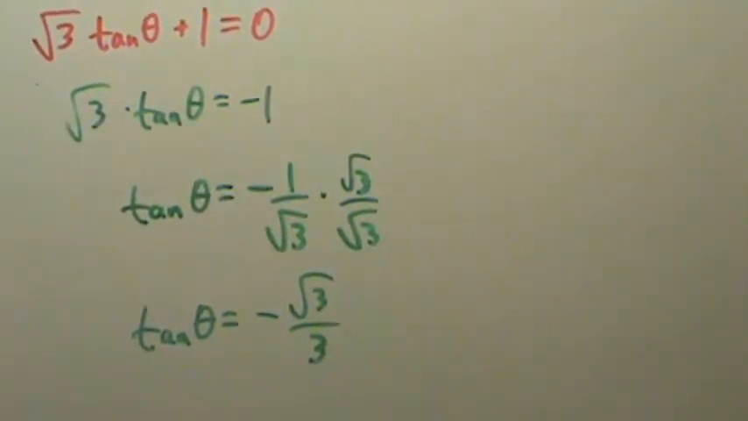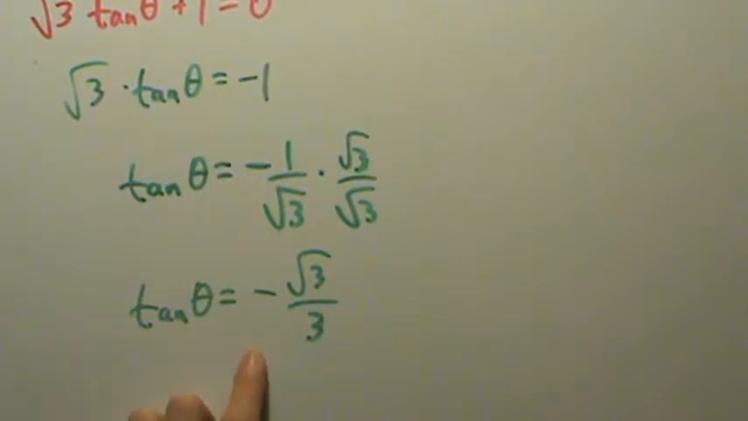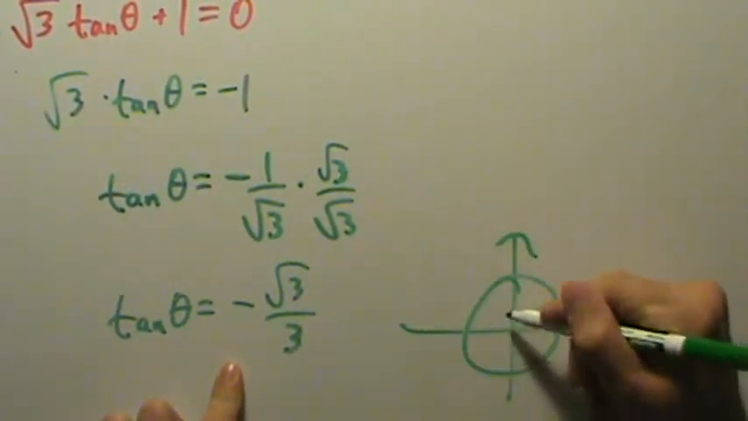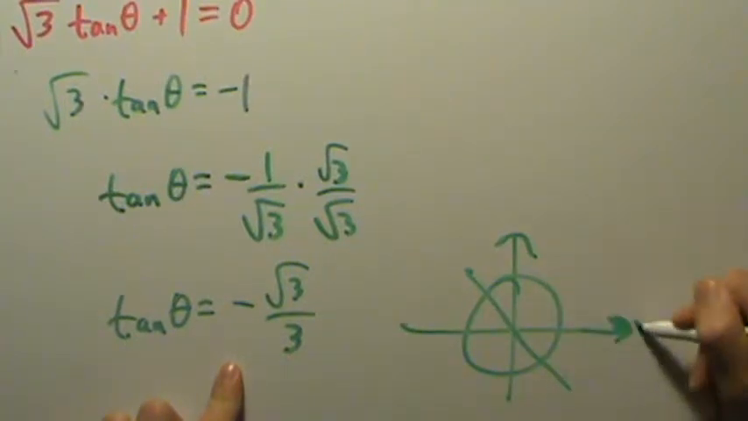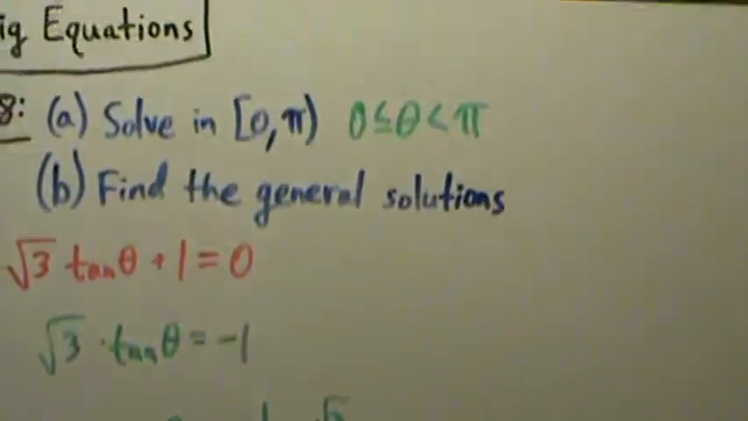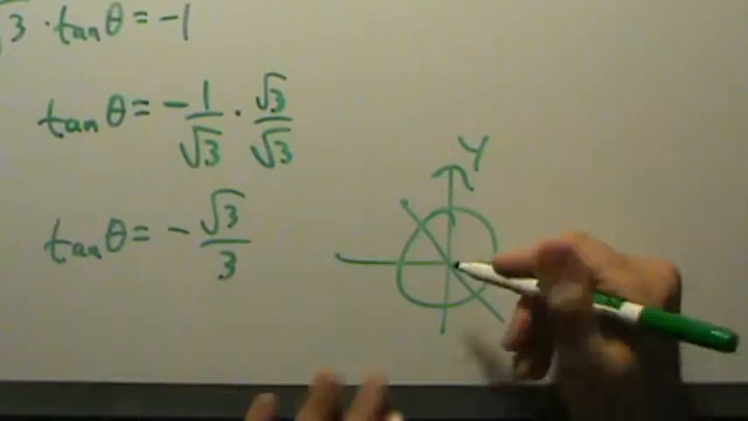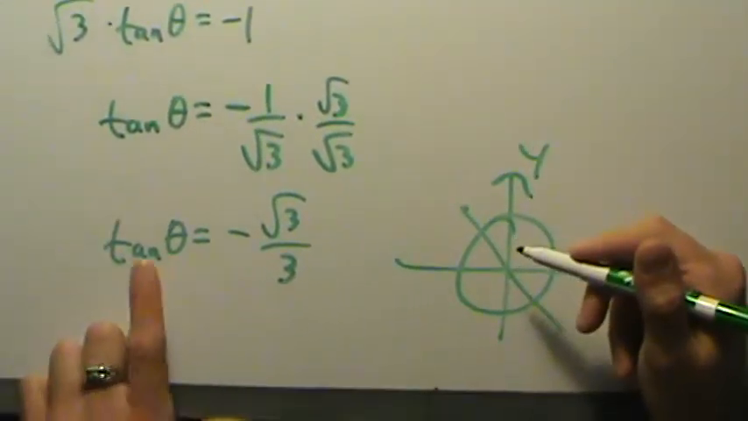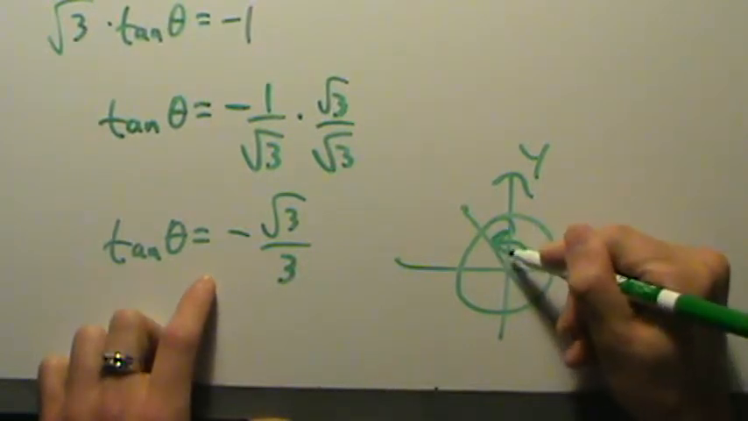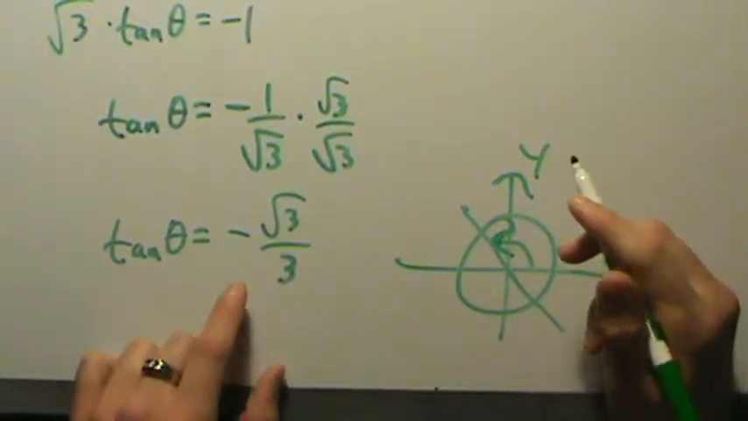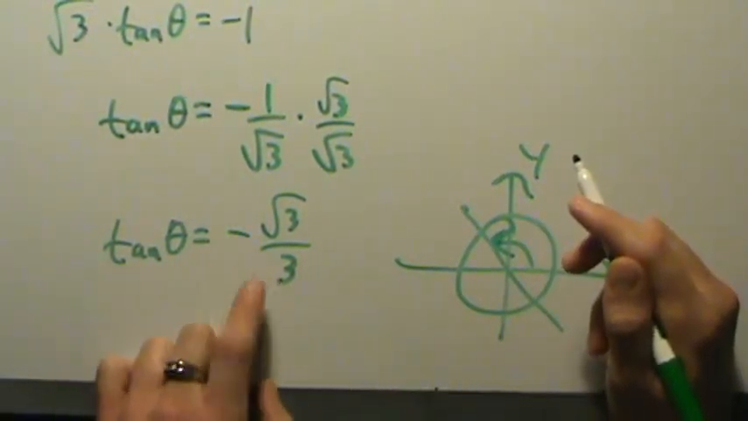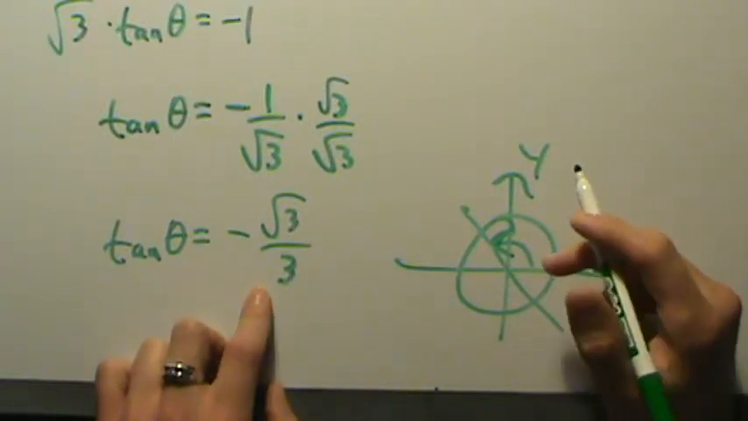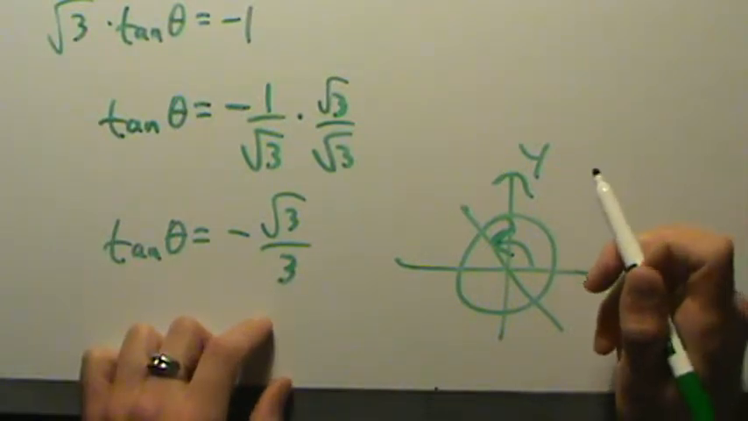Okay, so we know that since tangent of theta is negative, then theta is going to be in quadrant 2 or quadrant 4. Okay, but for part A, we're only looking from 0 to pi. So 0 to pi, that means quadrant 1 or quadrant 2. Since tangent of theta is negative, then our theta is going to be in quadrant 2. Now, as we said, -root 3 over 3, that is a special number associated with the unit circle. So if we know the unit circle, that's pretty much what this requires, just knowing the unit circle.